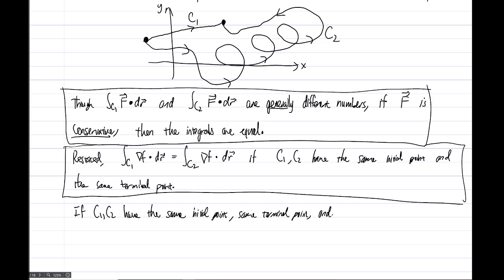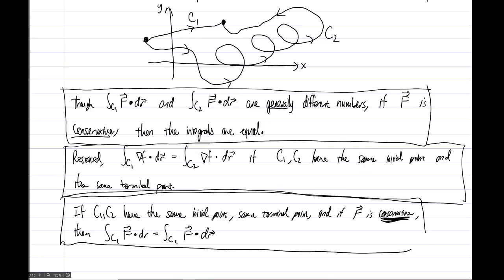and if the vector field, capital F, is conservative. This is key. You got to have this. Then the integral over C1 of F dot dr is equal to the integral over C2 of F dot dr. Okay. So we've said basically the same thing three times in some sense.